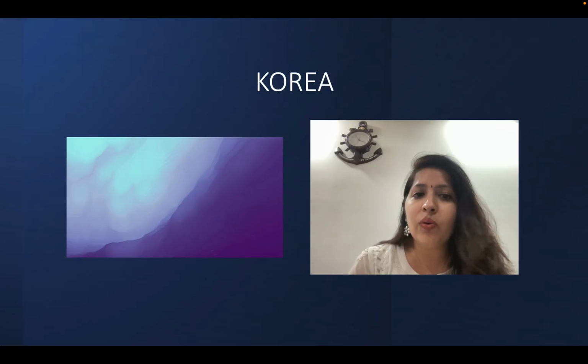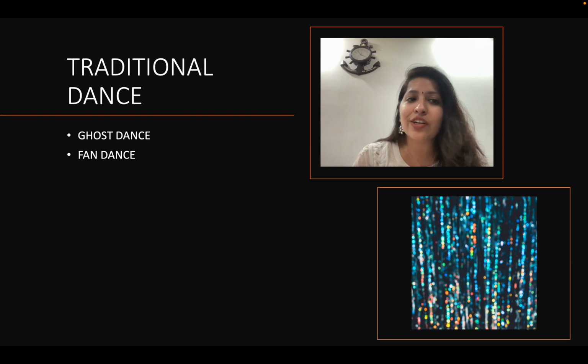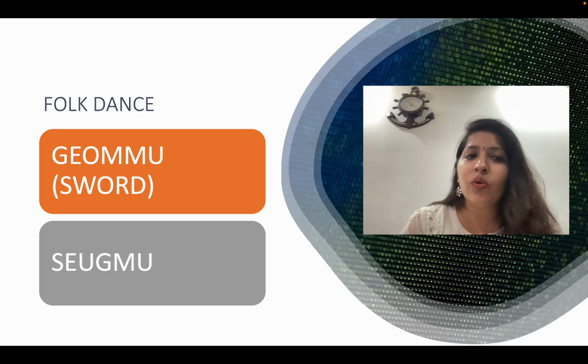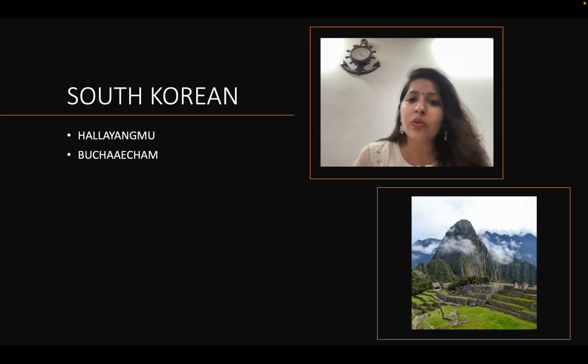Then we come to Korea. Korea's traditional dances are ghost dance and fan dance. The folk dance is Jeomu, also known as sword dance, Sugmu. Then the South Korean dances are Hilangmu and Bacham, which have mu in them. So it is a Korean dance, South Korean dance. It is a simple trick to understand it.